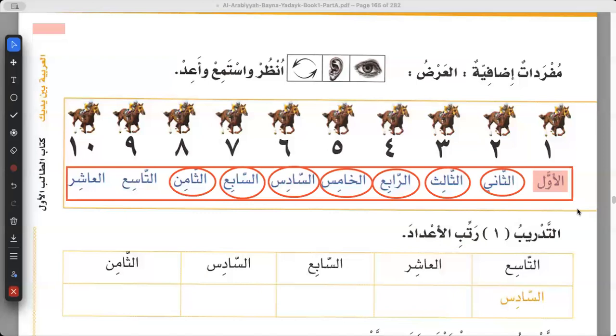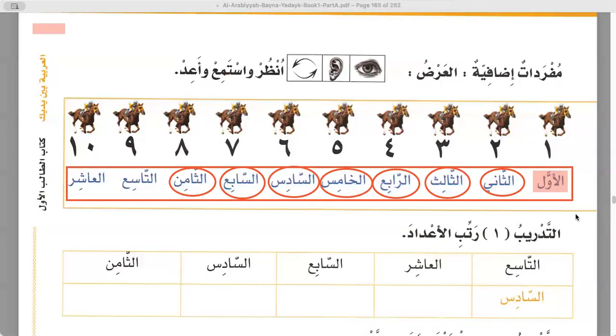So putting Dhamma on Ya is not impossible, but it's somehow heavy to pronounce. Thamani.